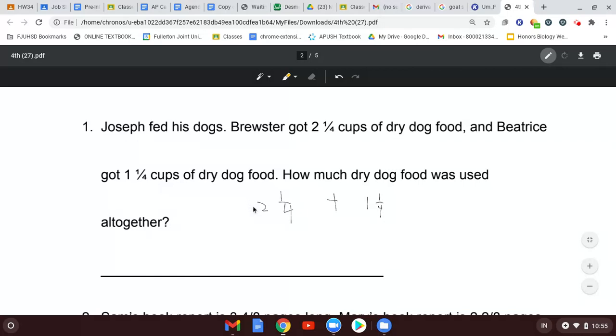So remember, whole numbers go together. So 2 plus 1 is 3. 1/4 plus 1/4 is 2/4, but 2/4 can be simplified to 1/2. Okay, that would be the answer.